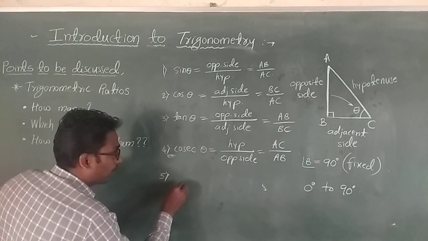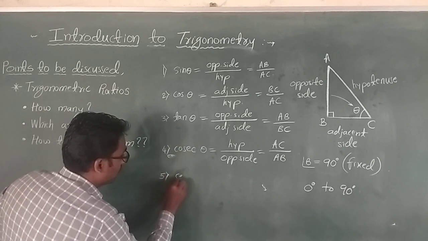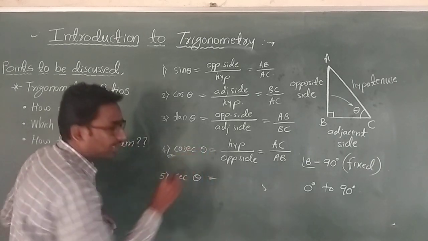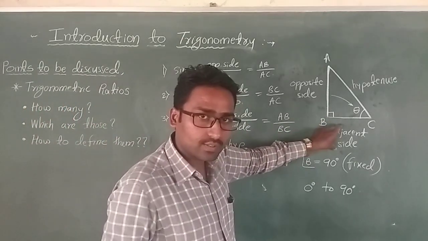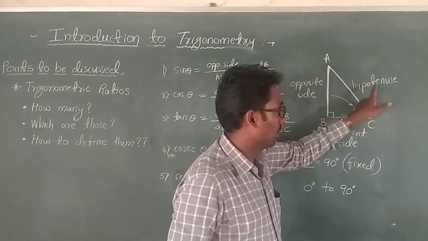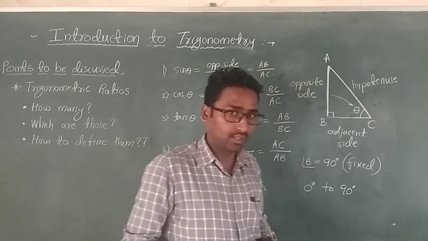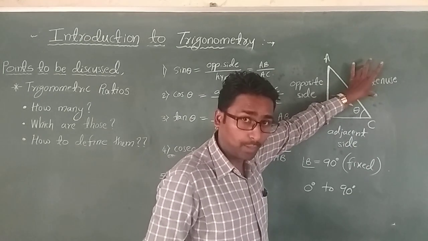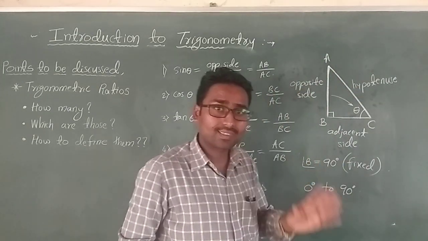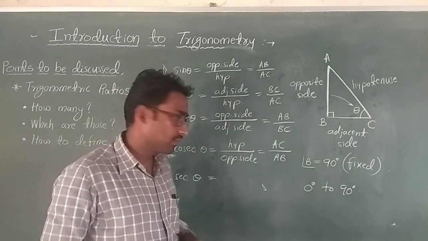Coming to the fifth trigonometric ratio, that is secant. It is defined as the ratio of adjacent side to the hypotenuse of the triangle. I repeat, the ratio of adjacent side to the hypotenuse of the triangle is nothing but secant function.